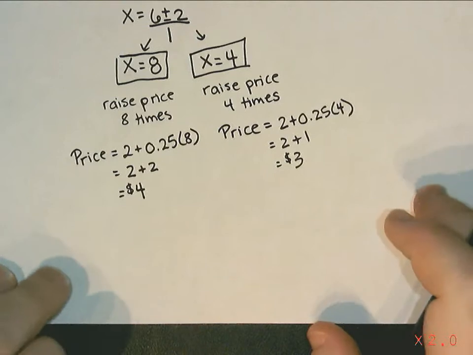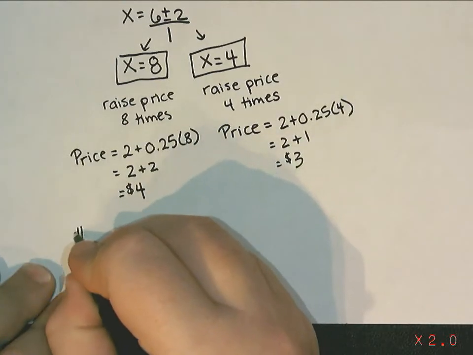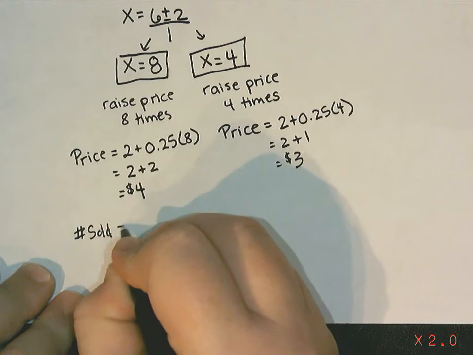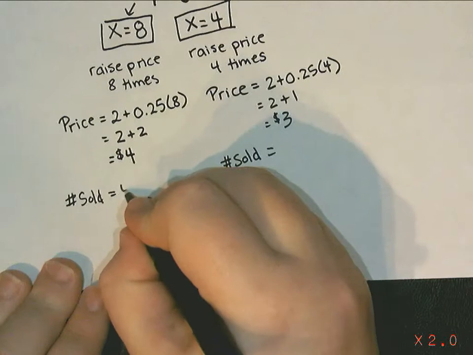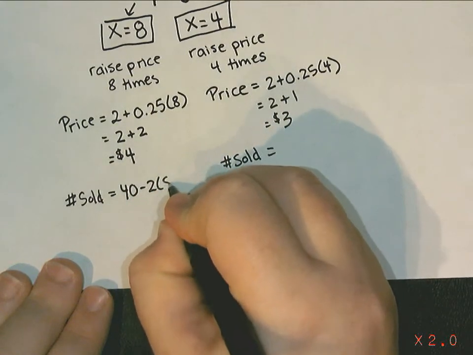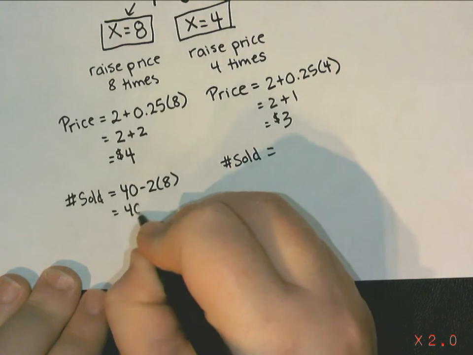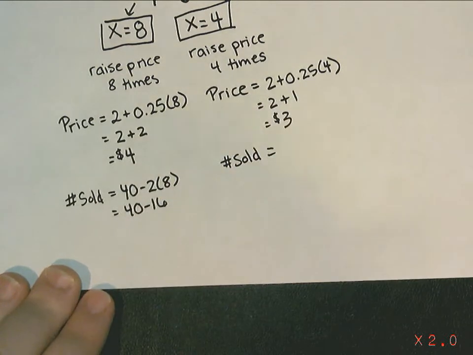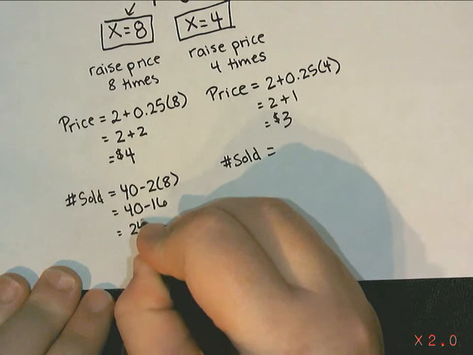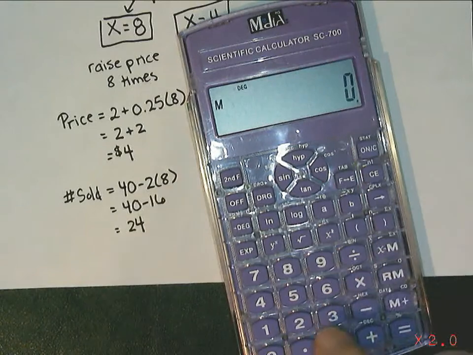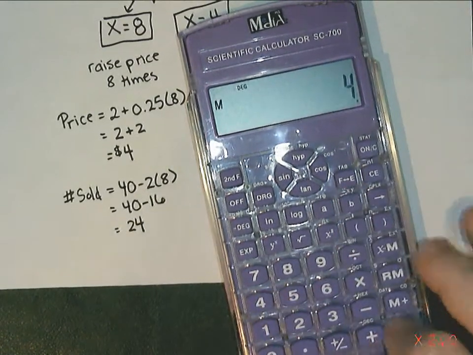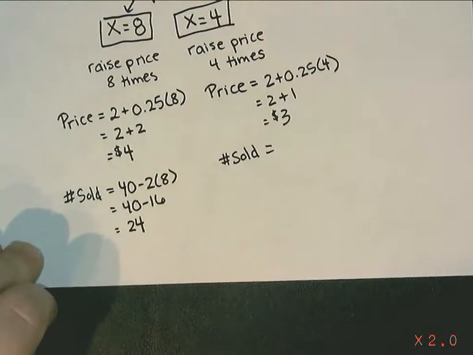Now, it didn't ask me for this, but I'm going to do it anyways. I'm going to check out the number sold. The number sold was 40, take away 2x. So 40, take away 2 times, in this case, 8. 2 times 8 is 16. And 40 take away 16 is 24, which means they could sell 24 cupcakes at $4 each. And I'm just going to check. 24 cupcakes times $4 each gives me that $96 I was looking for, so that's good.